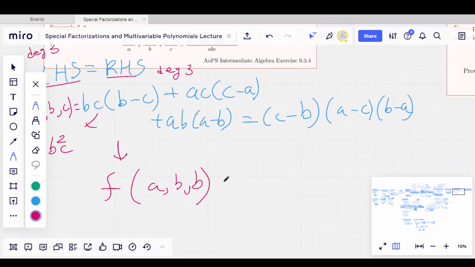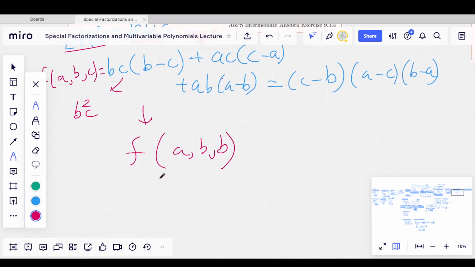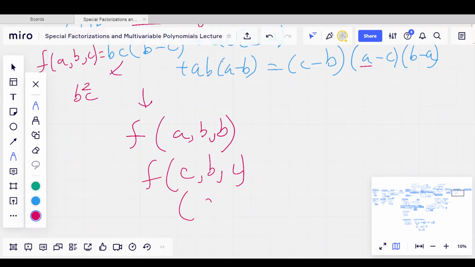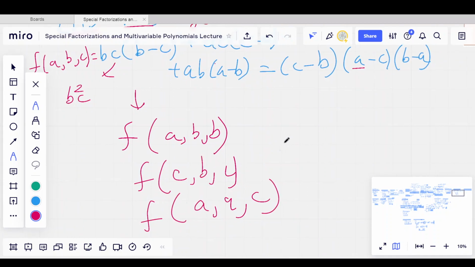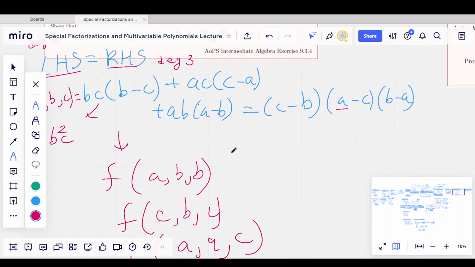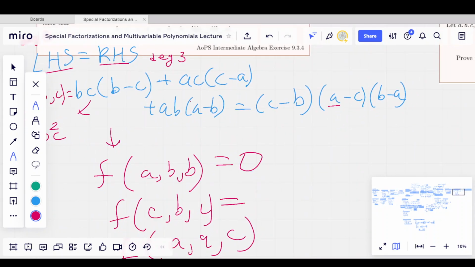And then try, this will just say try replacing all instances of A with C. So C, B, C. And then this is just A, C. Okay? You can try this out. I encourage you to do so. This will all equal 0.